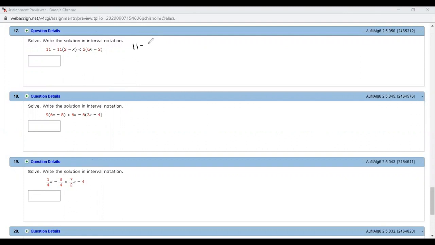We have 11 minus 11 times 2 minus x less than 2 times 6x minus 2, okay? So first, let's look at what we need to distribute. We need to distribute this -11 to the 2 and the -x, and we need to distribute this 2 to the 6x and the -2, okay? So right now we are just distributing on the left and the right side.